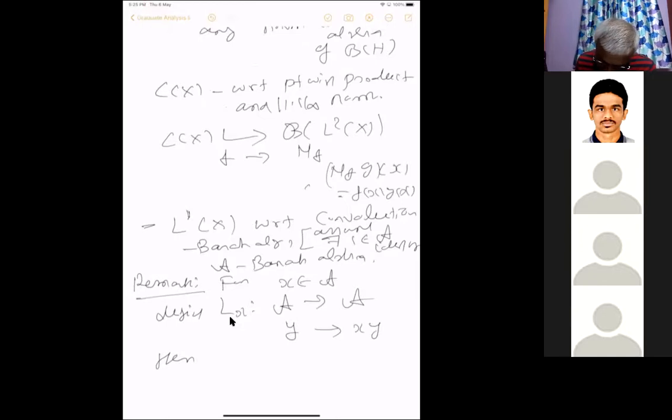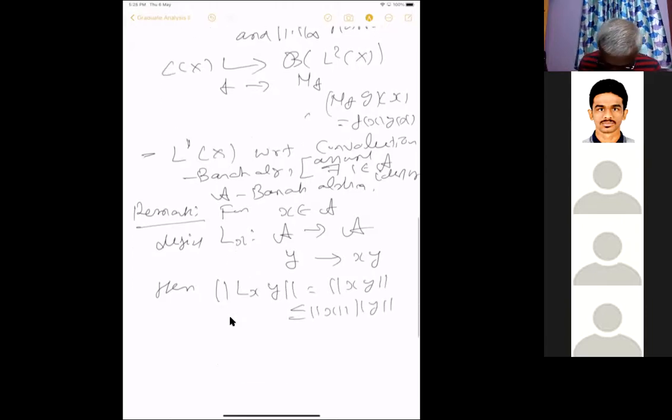So Lx is an operator from A to A, y going to xy. Then the norm of Lx acting on any y, which is norm of xy, is less than or equal to norm x times norm y. So norm Lx is less than or equal to 1. But then at the identity, it is equal to x. So Lx of 1 equals x itself. So this implies norm Lx equals 1.